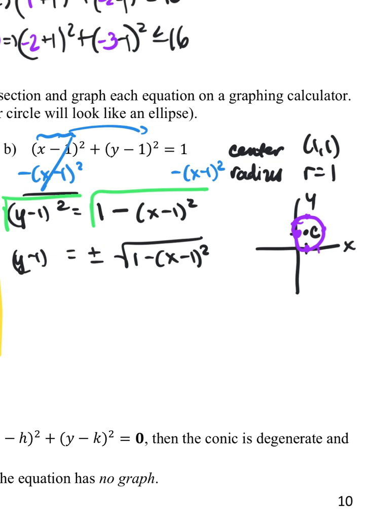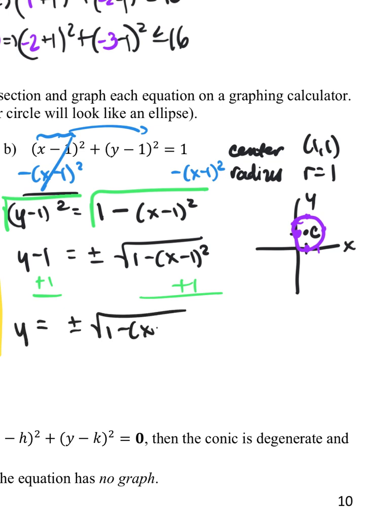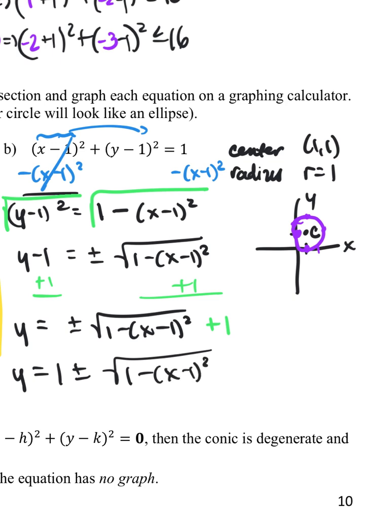Now what? I still want to isolate the y. What would be the next step? Adding 1 to both sides. So I really don't even need those parentheses, right? So now I can add 1 to each side. But we have to be careful how we're adding 1 to the right-hand side, because this expression is inside the radicand. So when I add 1, I'm not adding it to anything inside the square root expression. So I could even rewrite this, if it makes us more comfortable: 1 plus or minus the square root of 1 minus x minus 1 quantity squared.